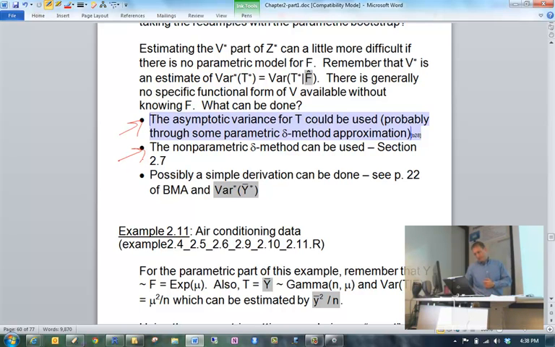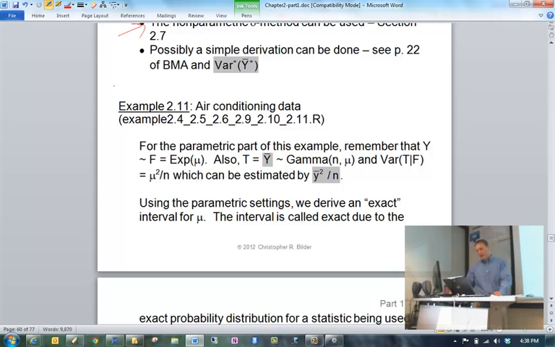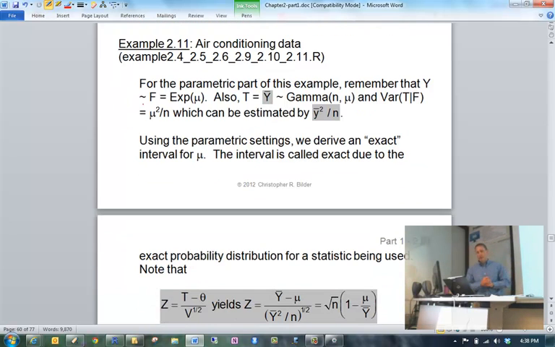So let's take a look at an example. This goes back to the air conditioning data. Again, what we want to do here is estimate the mean number of hours that the air conditioners will last on airplanes. In the original parametric setting that we looked at, if you remember, we let Y be distributed exponential mu. So T, our statistic of interest that estimates mu, happens to be a gamma n mu. The variance of T using the parametric assumptions is mu squared divided by n, which can be estimated, of course, by Y bar squared divided by n.